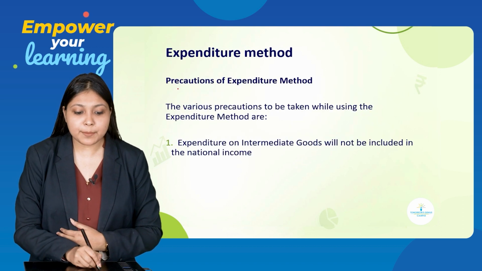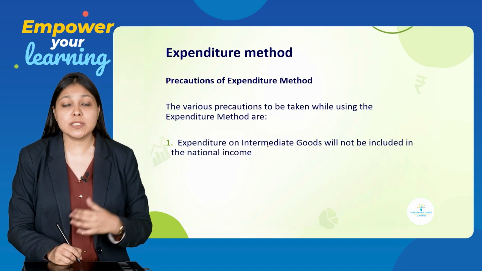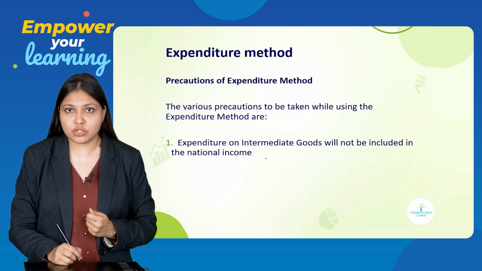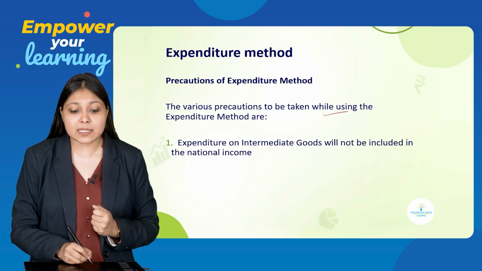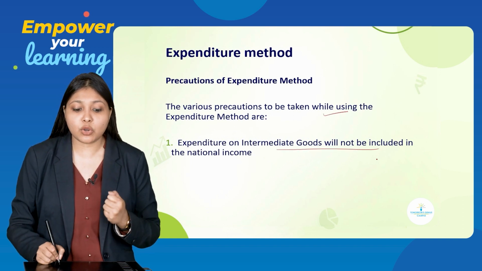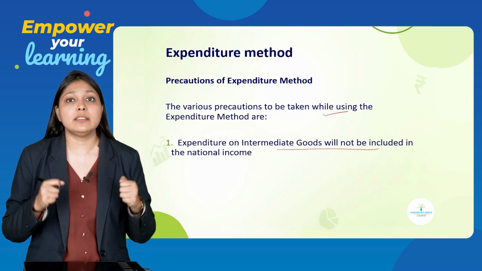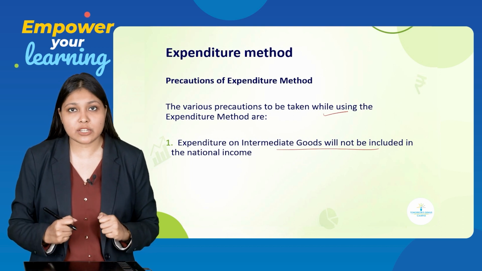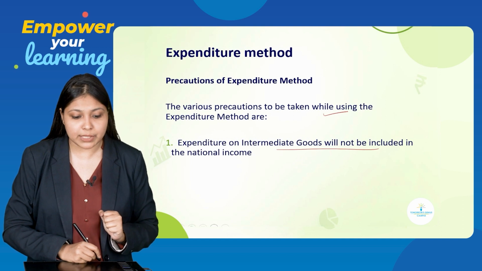So, next is the precautions of expenditure method. That is, what are the precautions which you have to take while computing national income using expenditure method. So, various precautions to be taken: expenditure on intermediate goods will not be included in the national income. We have already discussed this, that the value of all final goods will be included in national income. Value of intermediate goods are never included.